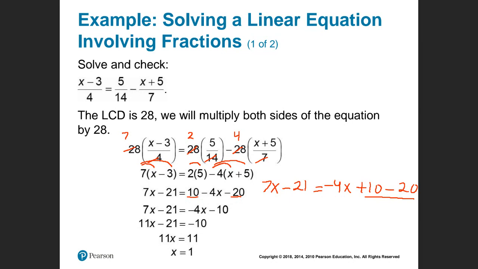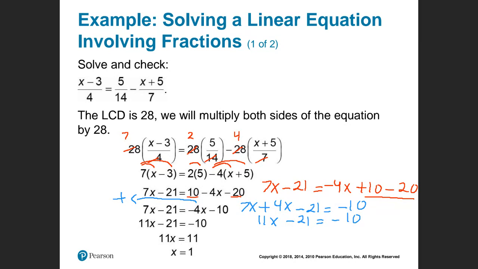Okay. So now we put variable with variable. Move negative 4x from the right to the left side. Negative 4 becomes positive. So now it becomes 7x plus 4x minus 21 equals negative 10. 7 plus 4 is 11x minus 21 equals negative 10.